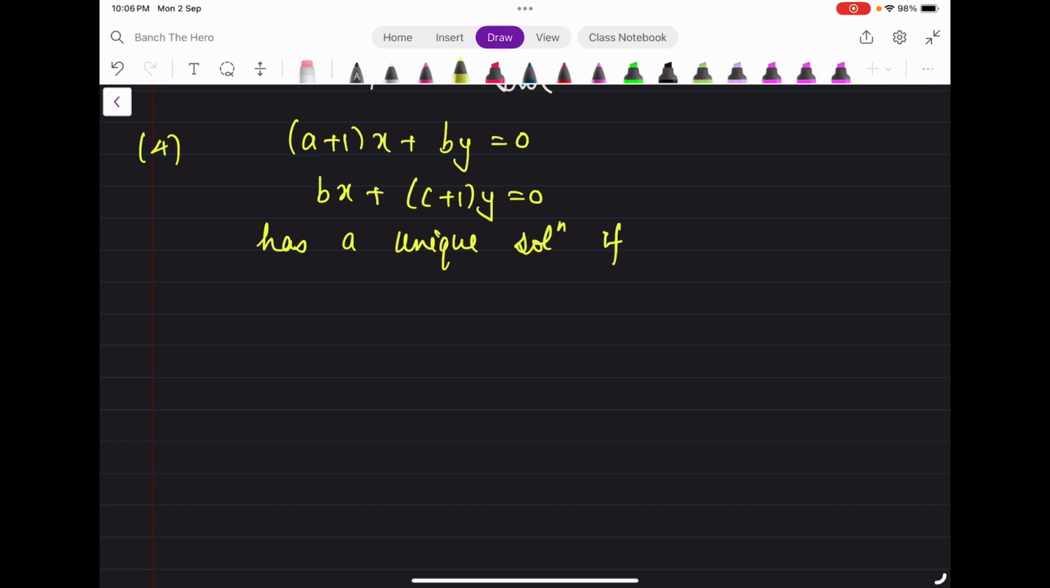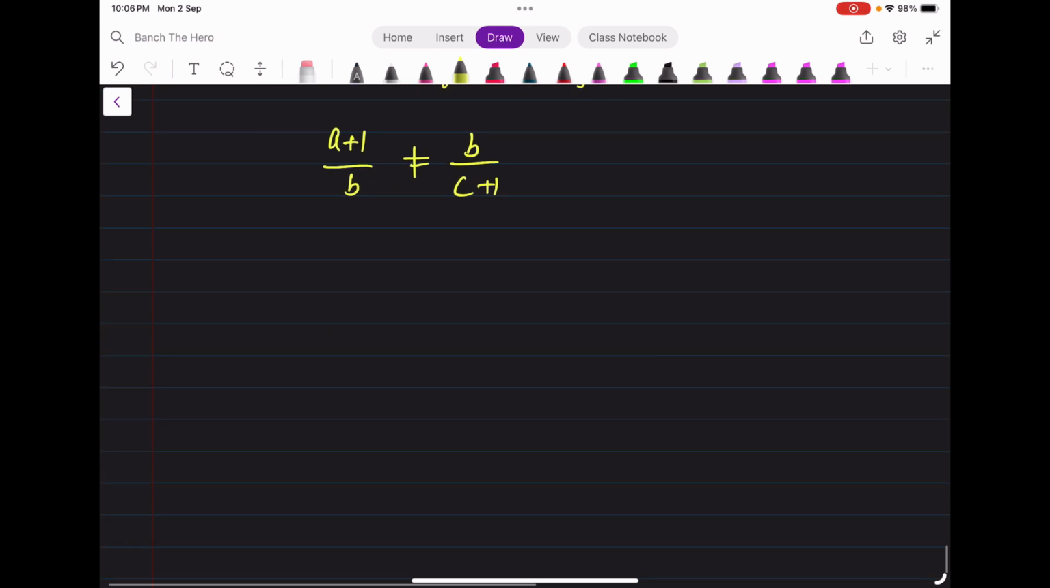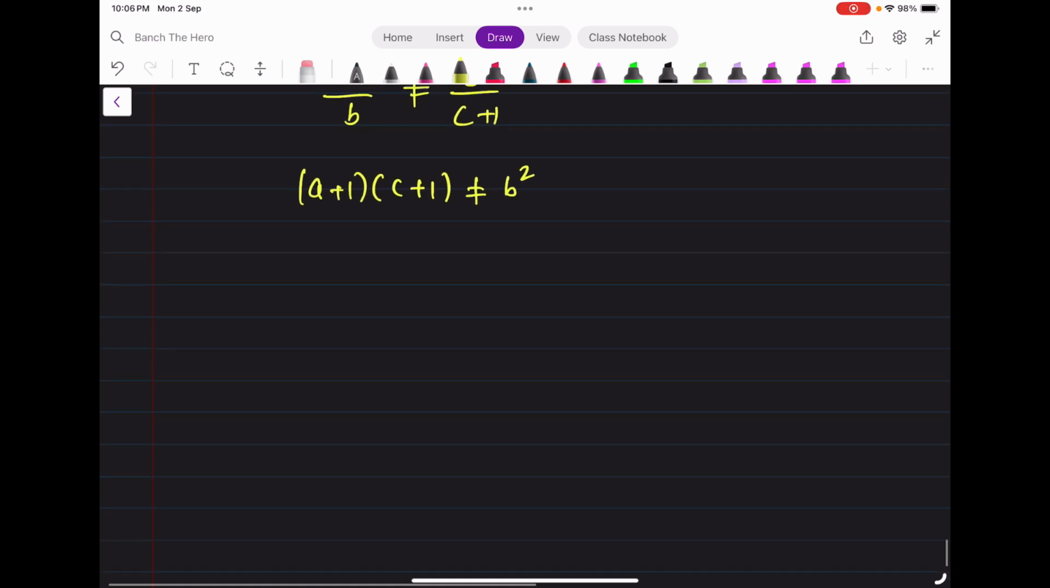If and only if the ratio, that is a plus 1 upon b and b upon c plus 1, they should not be equal. Let us verify. That is a plus 1 into c plus 1 should not be equal to b square, right? So this is what? This is ac plus a plus c plus 1, right? And on the other side we have b square. Can we find out any relation?